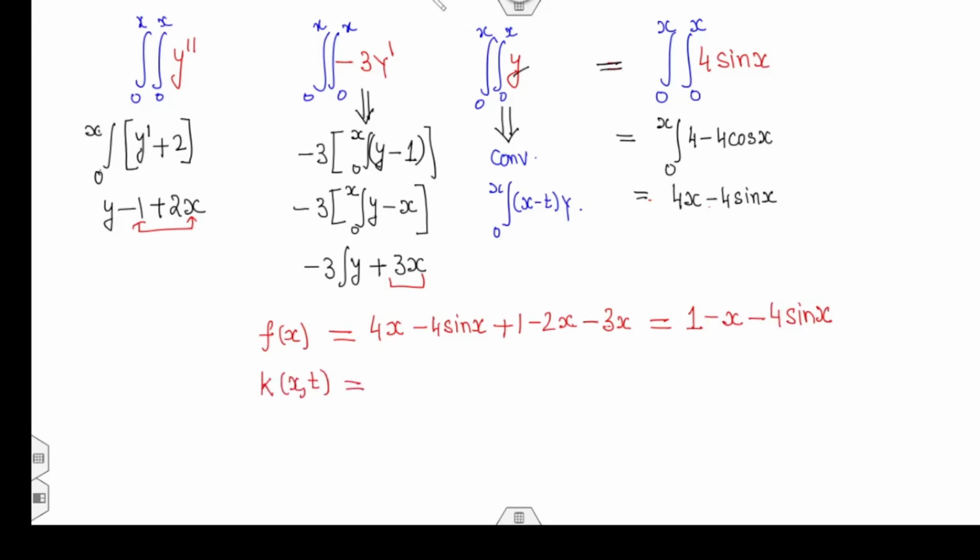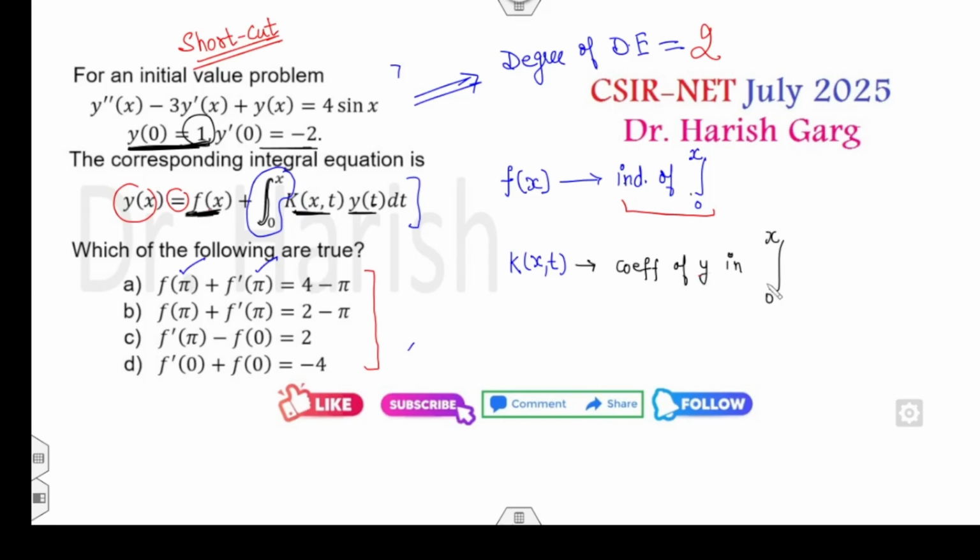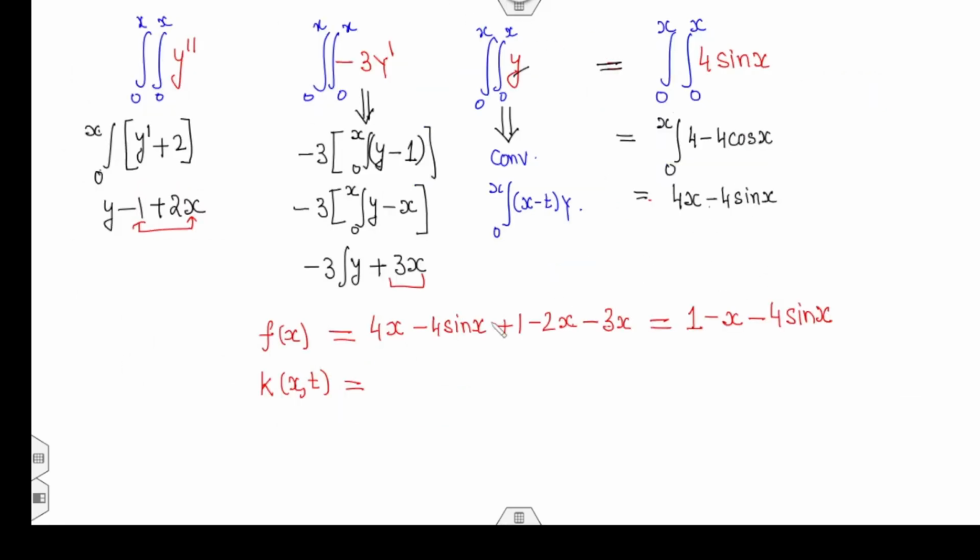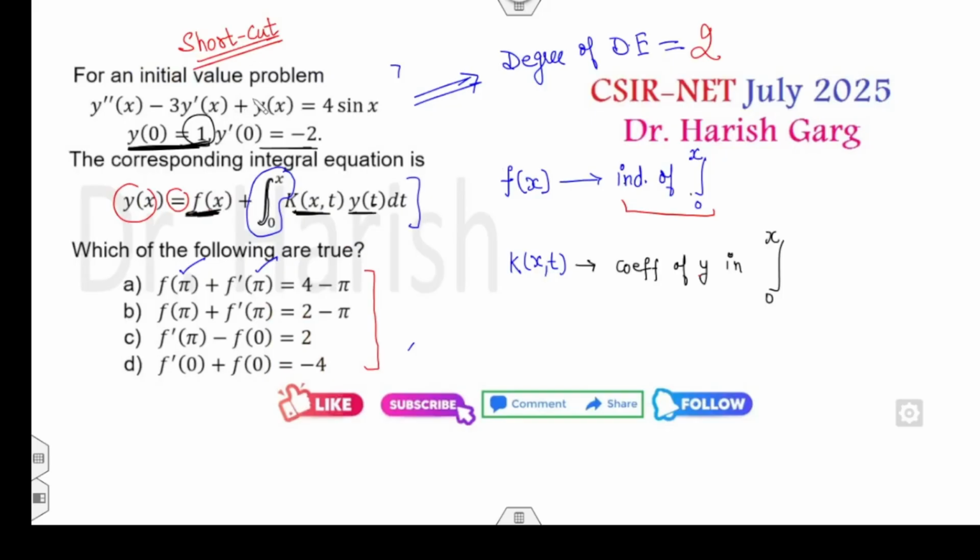You can find the terms which are the coefficient of y in the integral from 0 to x. On the right hand side, there is no such term. In this term, there is none. This is the term which is the coefficient. So it is plus 3. And in this case, this is the value. So it is minus x minus t. Is it okay? Fine.